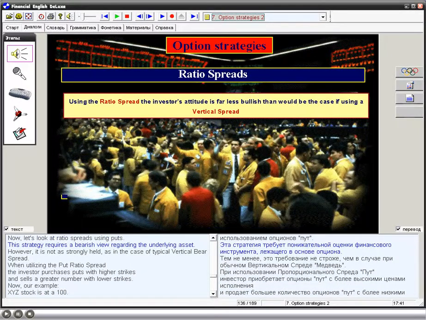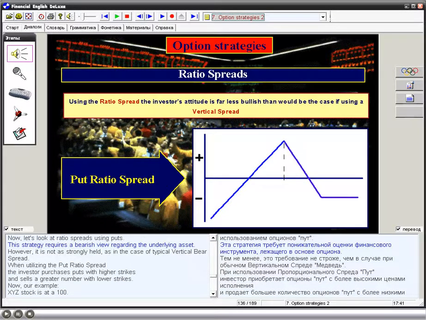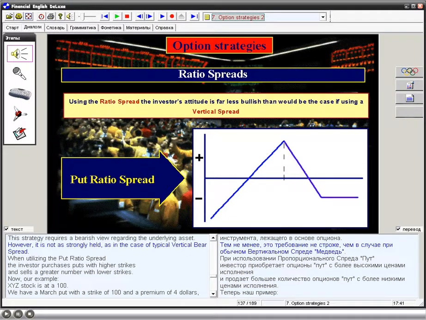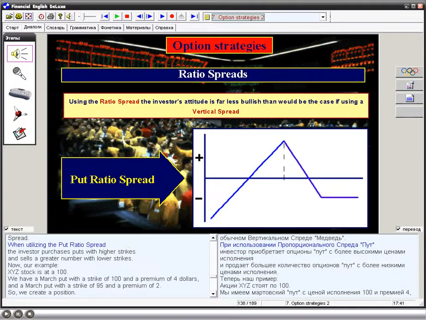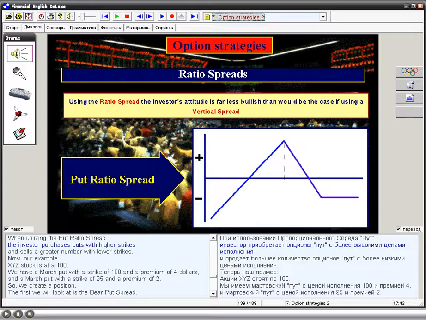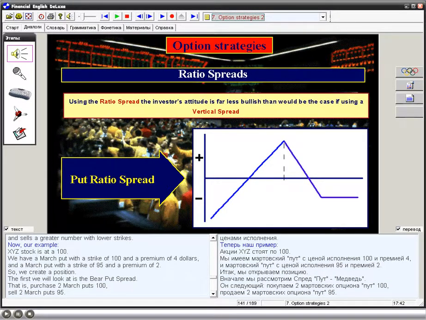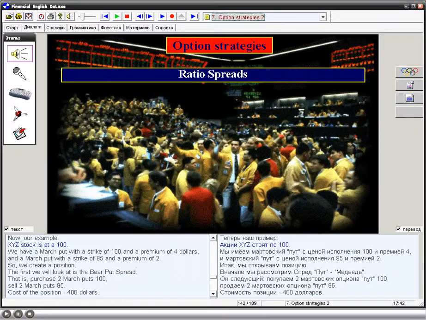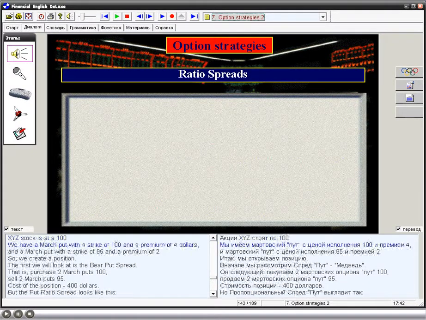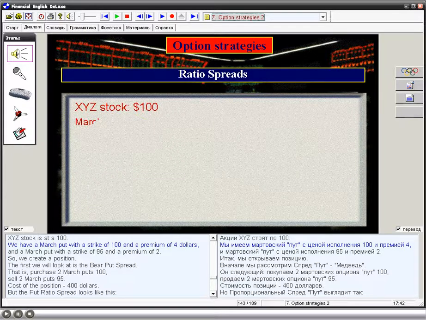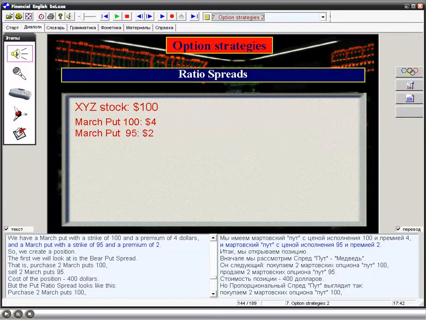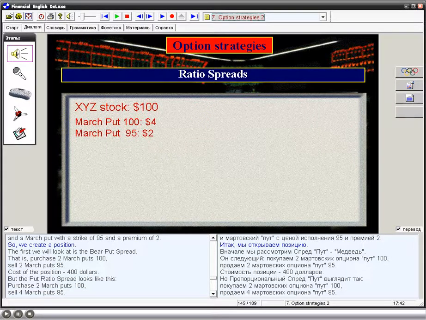Now let's look at ratio spreads using puts. This strategy requires a bearish view regarding the underlying asset. However, it is not as strongly held as in the case of the typical vertical bear spread. When utilizing the put ratio spread, the investor purchases puts with higher strikes and sells a greater number with lower strikes. Now our example. XYZ stock is at 100. We have a March put with a strike of 100 and a premium of $4, and a March put with a strike of 95 and a premium of 2.